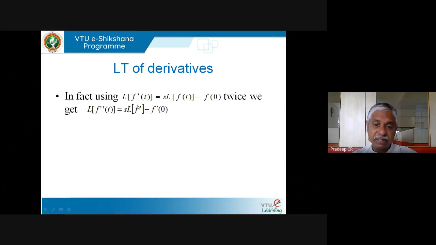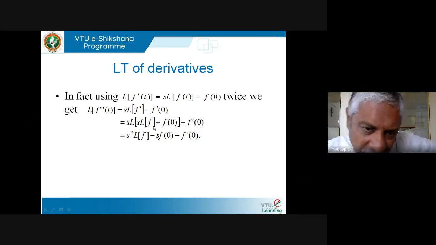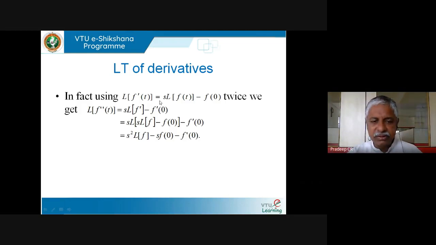But I know L of f dash in terms of L of f. For that I use the same formula once more. So this L of f dash is s L of f minus f0, and this minus f dash 0 I write it as it is. You expand this, you will get s square L of f minus s f0 minus f dash 0. Just expanding this, opening this bracket, that's all. So you use the same formula twice to get Laplace of the second derivative of f. If I know Laplace of f, I know Laplace of second derivative of f.